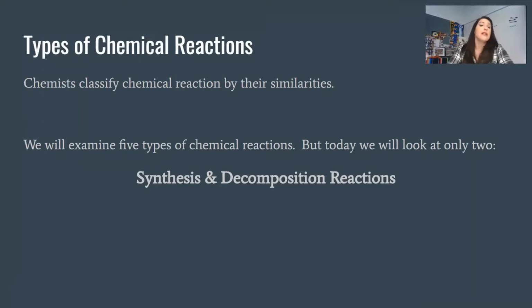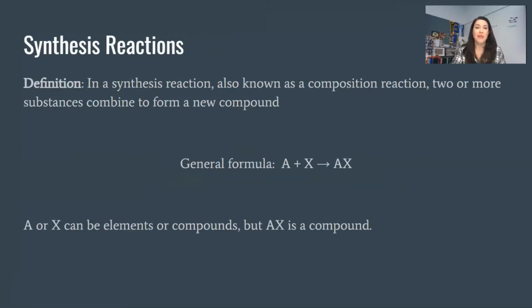And overall, we're going to study 5 types this year, but we're only going to look at 2 today. The synthesis, that is pulling together of different molecules or elements to form a larger, more complex compound, and decomposition, where that larger, more complex compound breaks down into 2 or more substances. Starting with a synthesis reaction.